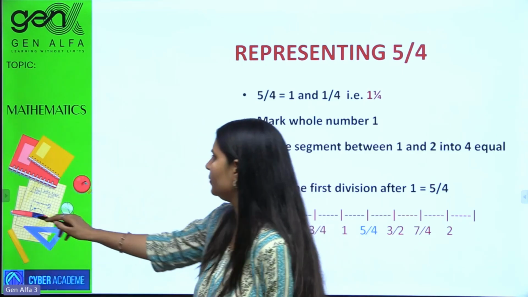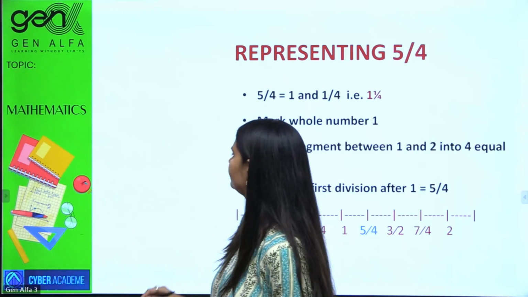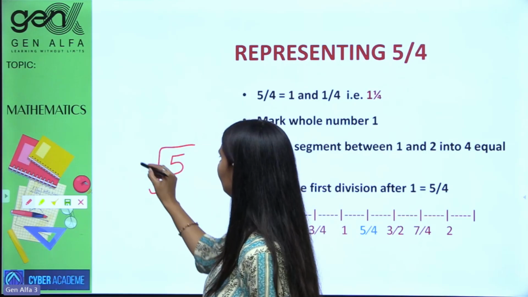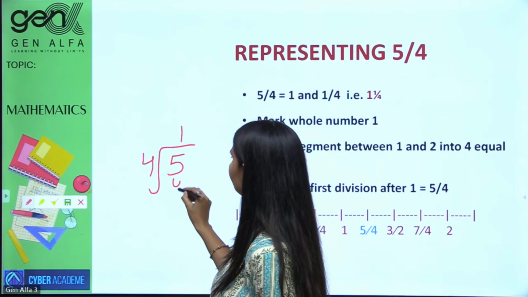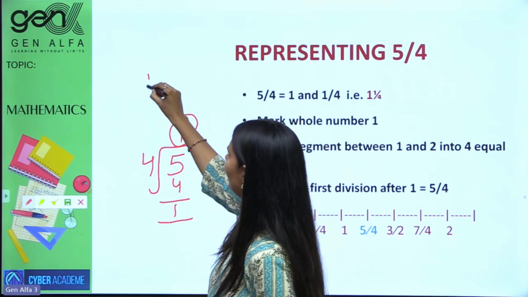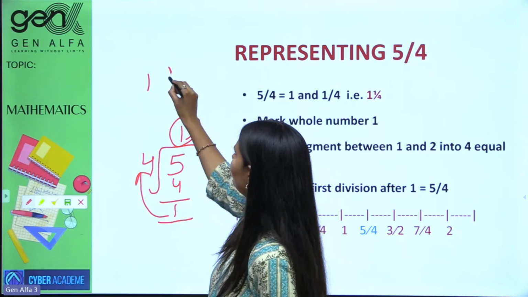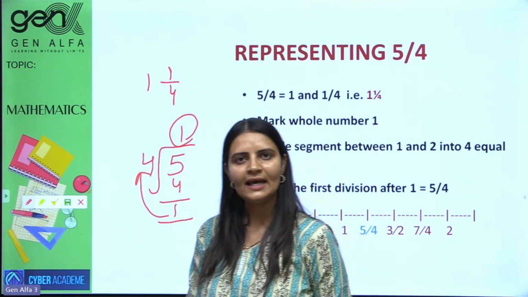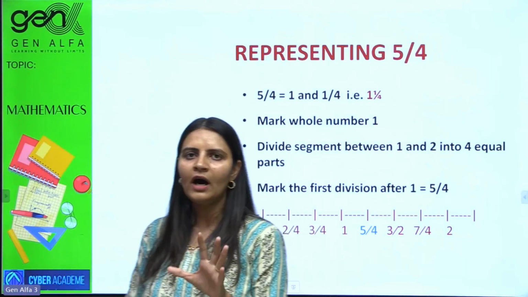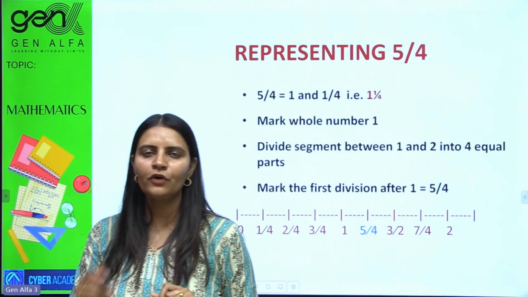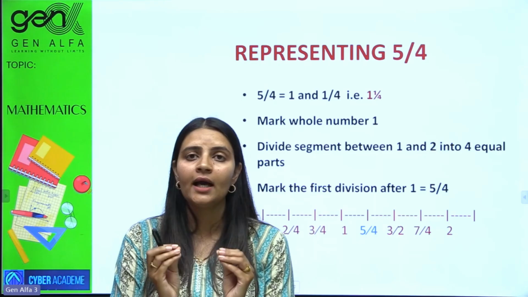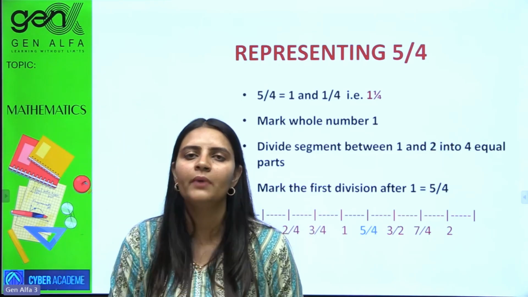How? Should I show you? 5 divided by 4. Mixed fraction is 1 and 1 by 4. Yes, you have got the mixed fraction. Now, 1 is complete in itself. From 0 to 1, we have taken it completely. Now it's time to locate that remaining 1 by 4.